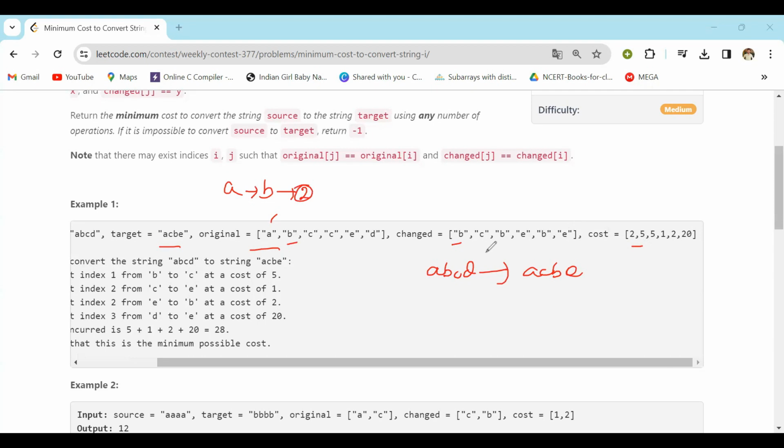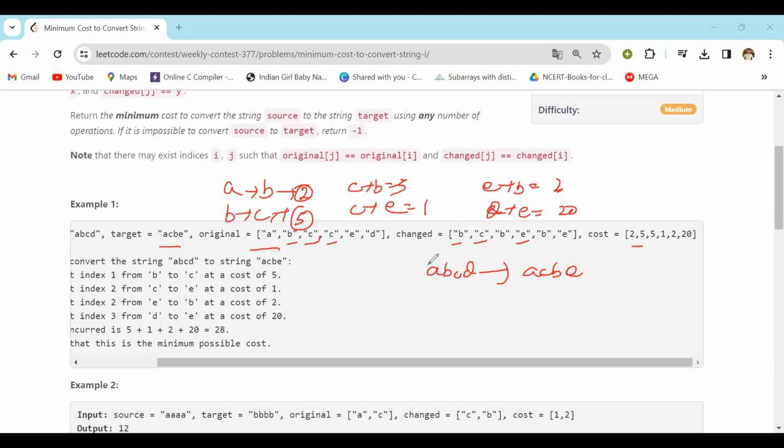If we change B to C, our cost is 5 rupees. Changing C to B again is 5 rupees. Changing C to E is 1 rupee. Changing E to B is 2 rupees. And D to E is 20 rupees. There are different costs associated. Okay.